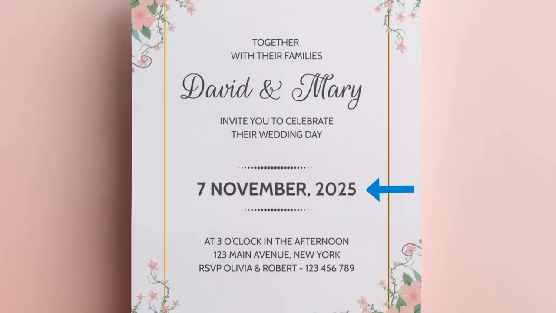I think the only time I have ever written the date this way is when I was sending out invitations to my graduation. But otherwise, I would never write the date this way.